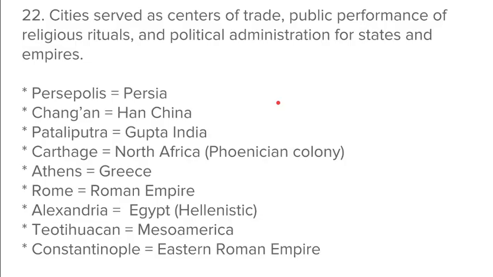We're going to see the rise of cities, a whole bunch of new cities, larger than ever before. And these cities are going to become increasingly important because they're not just going to be the capitals in many cases, but they're also going to be centers of trade and centers of culture or religion, besides also being centers of political power. So, for example, in Persia, we have the capital of Persepolis. In China, we have Chang'an. In Gupta, India, we have Pataliputra. We have Carthage, Athens, Rome, Alexandria, Teotihuacan, and Constantinople.